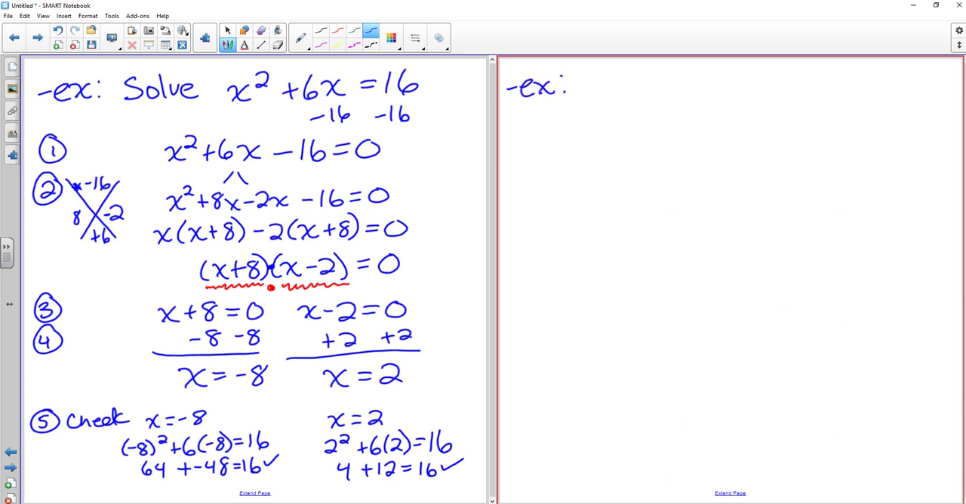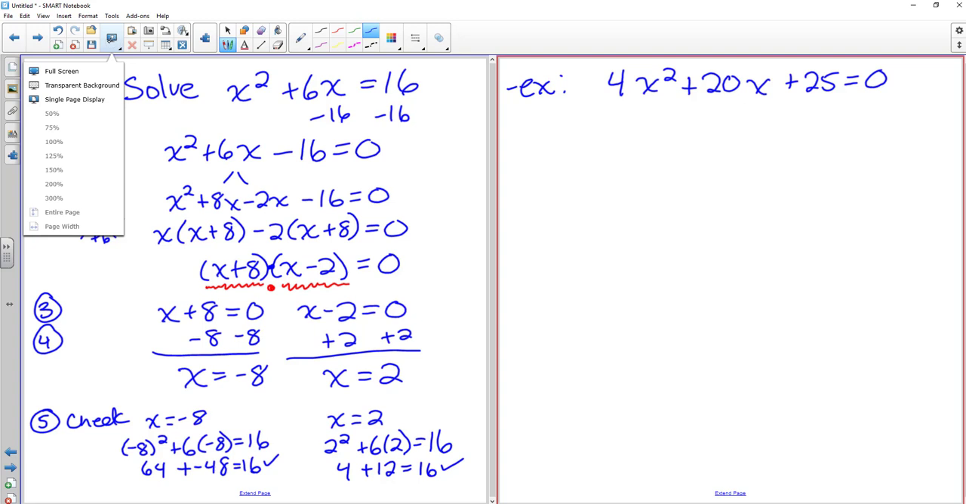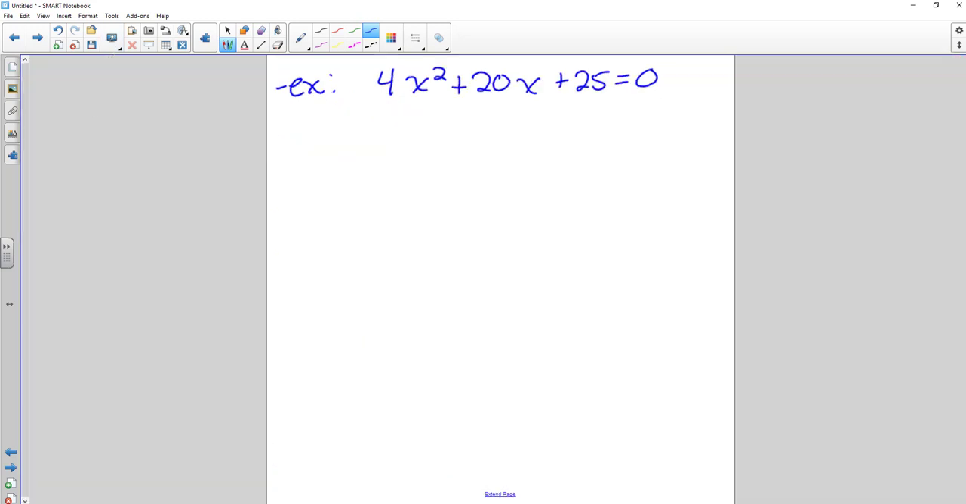So this one, let's say I have 4x squared plus 20x plus 25 equals 0. I'm going to switch back to the single screen. So this one, first step's already done. It's already equal to 0. So on to step 2.